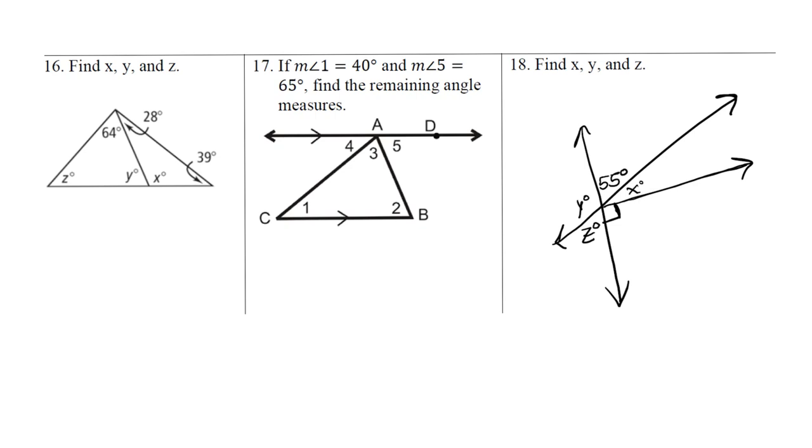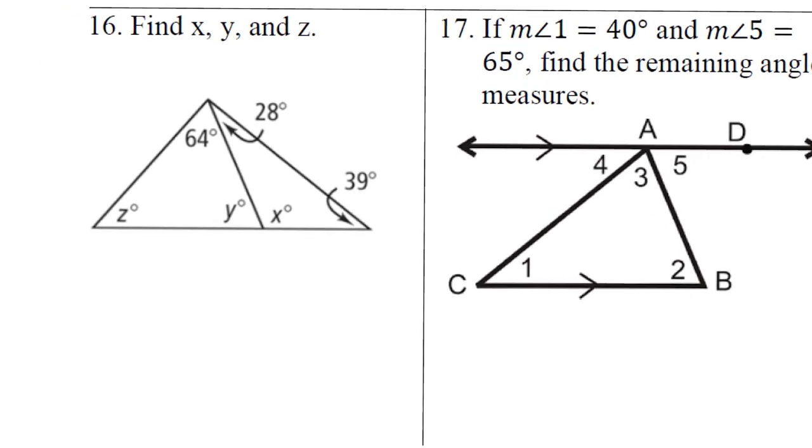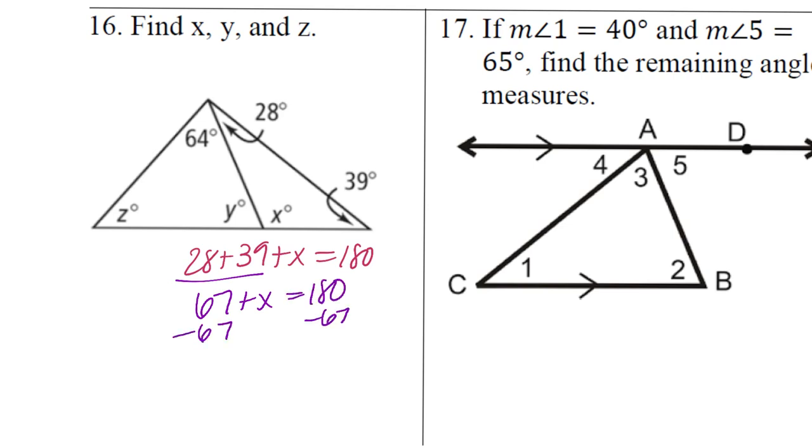With these next few problems, we're solving for the unknown angles. There are multiple, so we are going to do this in pieces. Looking at number 16, we got to find x, y, and z. So the one that is easiest to find first is x because it is in a triangle that already has the two other angles. And remember, it always adds up to 180. So we're going to do 28 plus 39 plus x equals 180. Combine your like terms. And we get 67 plus x equals 180 minus the 67 on both sides. So we get that x equals 113.